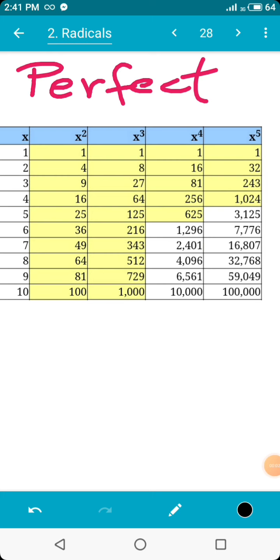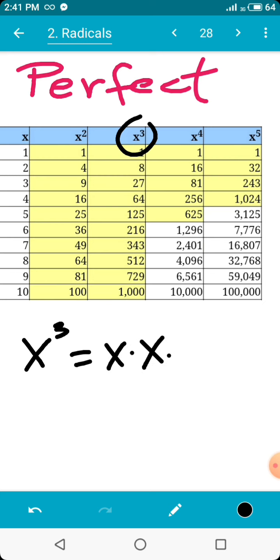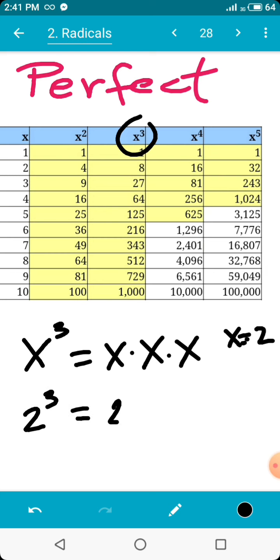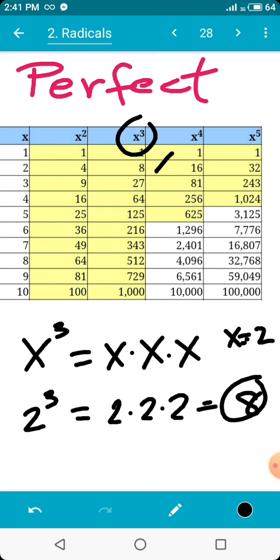Okay, so paano naman nakukuha yung perfect cubes? So, sabi dito, x cube. So, it will become like this. And pwede natin siyang i-expand na x times x times x. Okay? So, let's say yung value ng x natin ulit ay 2. Okay? So, it will become 2 cube. So, it will be 2 times 2 times 2, and that is 8. So, 8 is a perfect cube. Okay? Kaya nandito rin siya sa example natin.